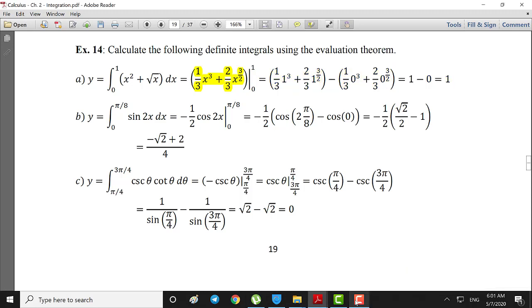Now, the next one, part B. The definite integral of sine of 2x from 0 to pi over 8. Now, the first job is to find an antiderivative for sine of 2x. What is the antiderivative for sine of 2x? It is minus 1 over 2 cosine of 2x.